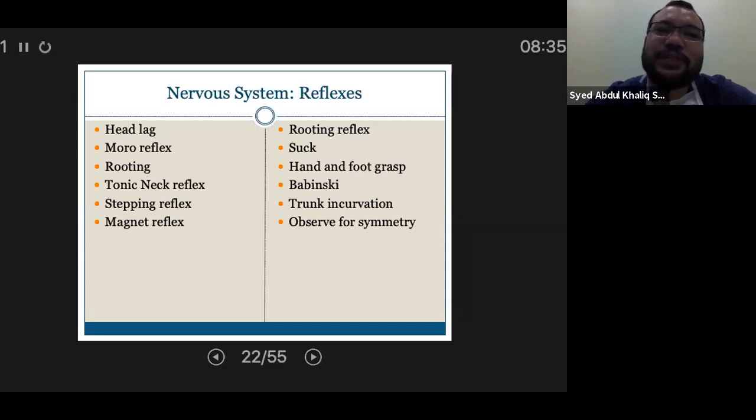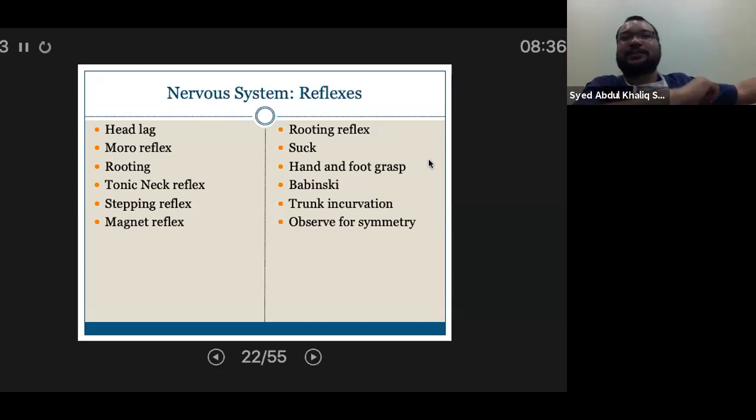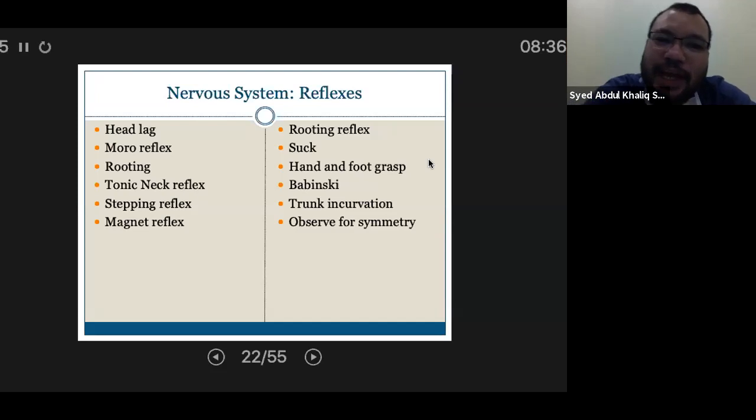Rooting reflex, what is rooting reflex? Bila you letak benda dekat area pipi, dia akan root, dia akan cari. So this is rooting reflex. Sucking reflex is another primitive reflex as well. You put anything in the baby's mouth, the baby will suck. So this is sucking reflex. Dia ada asymmetrical tonic neck reflex. Asymmetrical tonic neck reflex ni fencing position. Bila you pusingkan kepala dia macam ni, dia akan assume fencing position. Tangan dan kaki semua macam tu. That is asymmetrical tonic neck reflex.